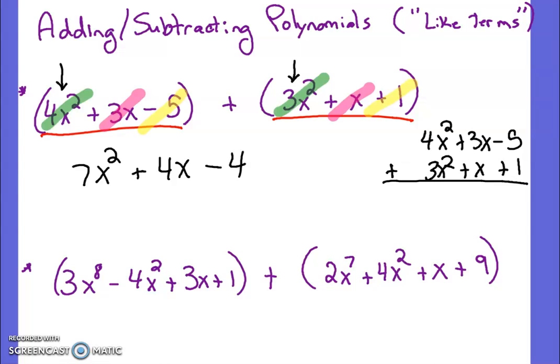So let's look at the next one. Again, we're going to combine like terms. This is 3x to the 8th. There is no other x to the 8th, so we're just going to write 3x to the 8th. And then again, we want to put it in descending order, so the next one is 2x to the 7th. So we're going to add 2x to the 7th.